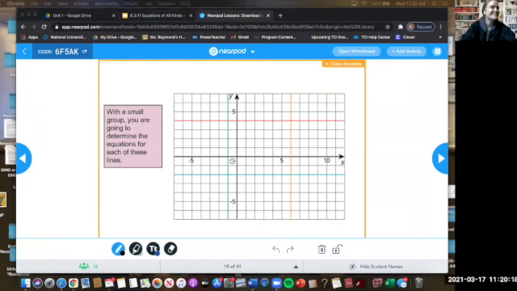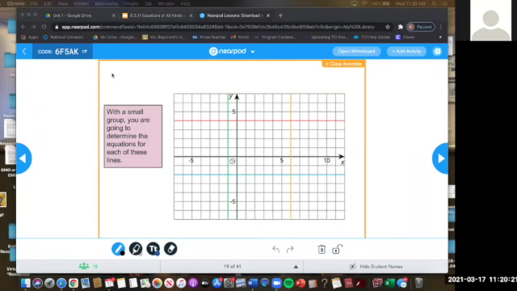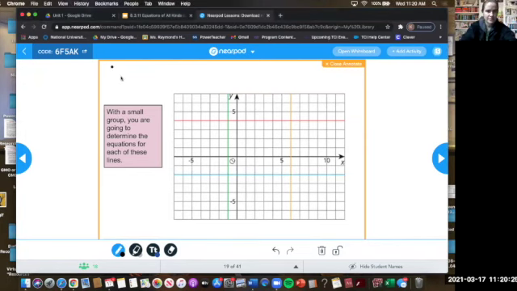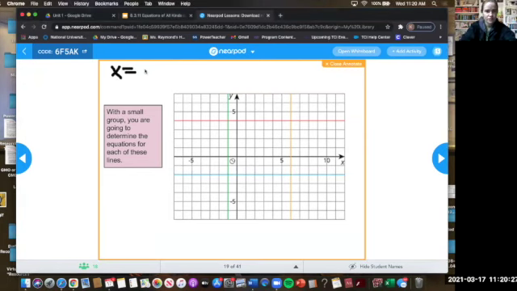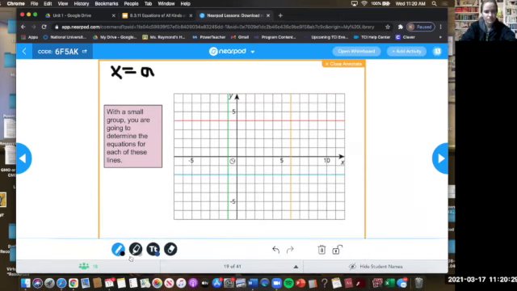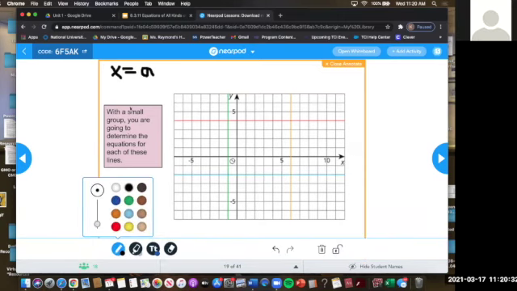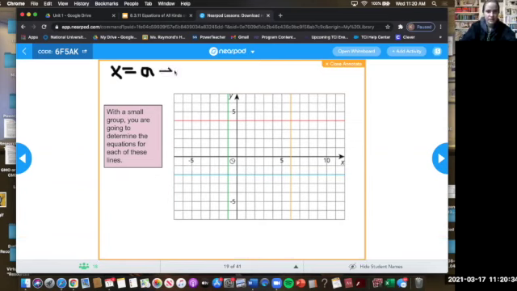Okay, that's okay. So what's the equation of a vertical line? X equals A. X equals A, perfect. So this is, I'm gonna do vertical, and then what's horizontal? Horizontal is Y equals B. Perfect, okay. So this is my vertical line.